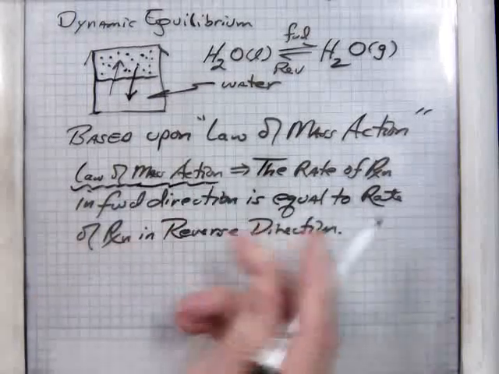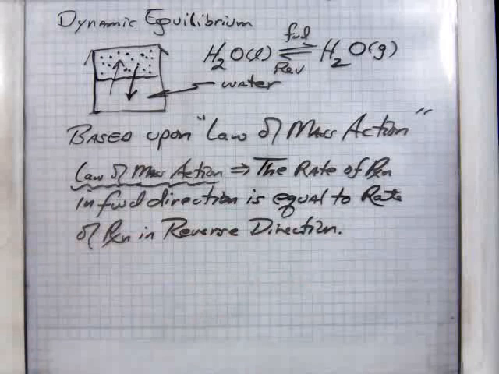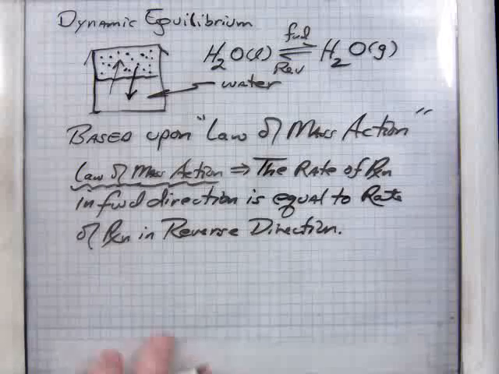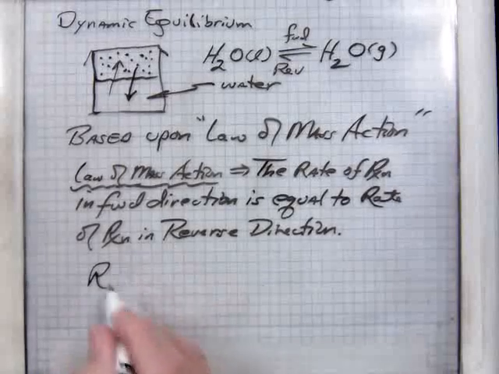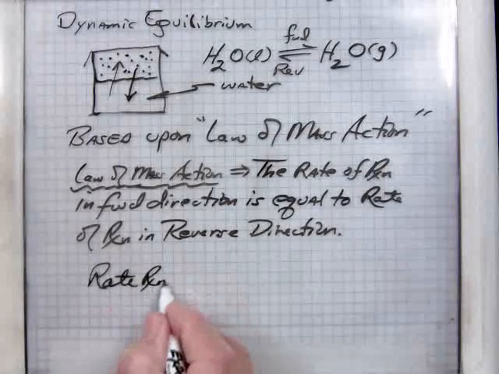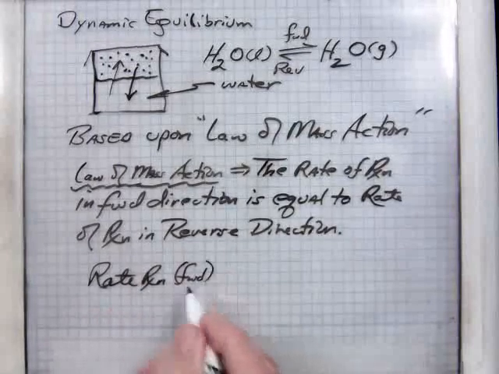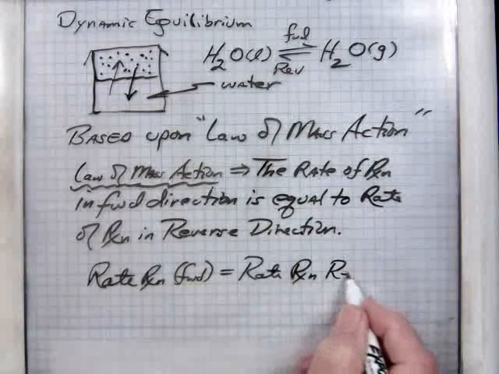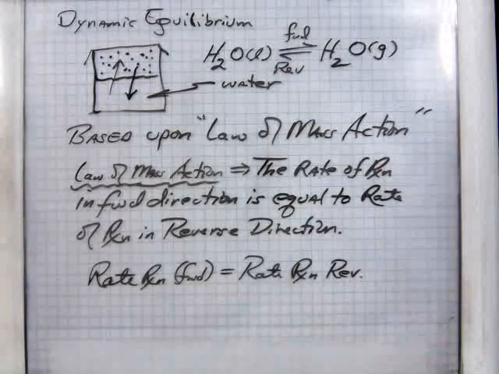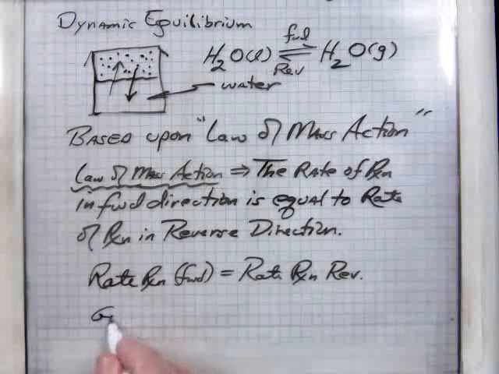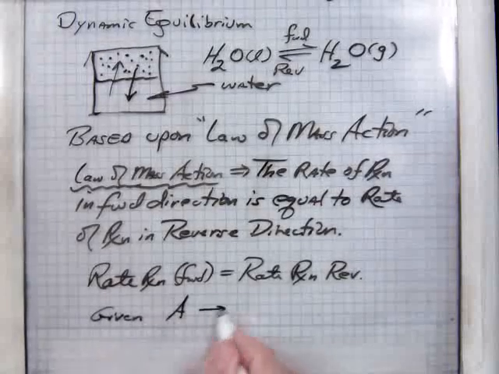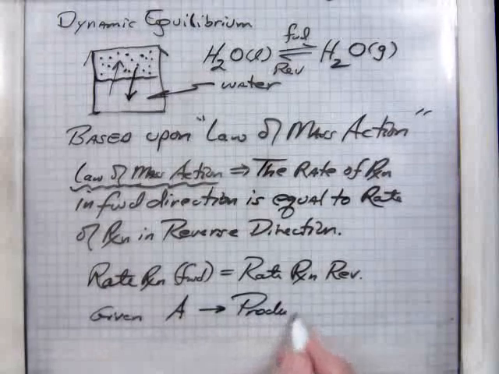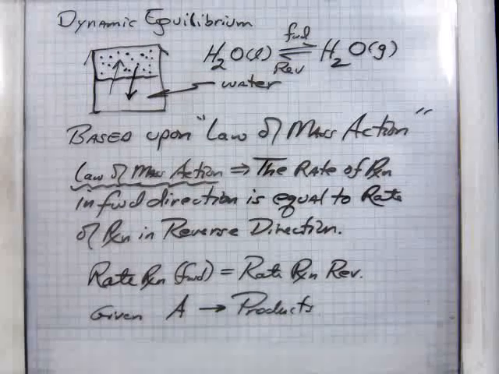And this is the foundation that evolves into the concepts and applications of math to the equilibrium concepts. And this is written in this form: the rate of the forward reaction is equal to the rate of the reaction in reverse. And let's assume you're given reactants going to products, whatever they are, decomposition or whatever.